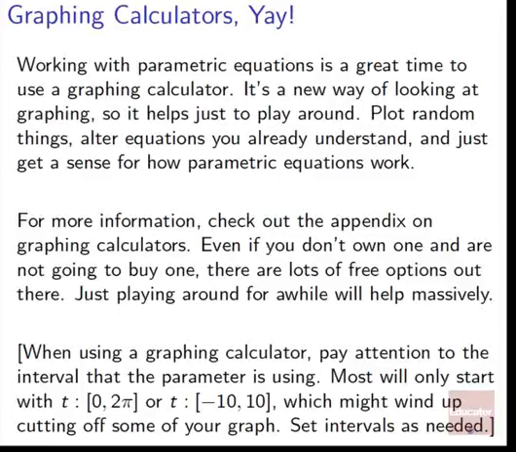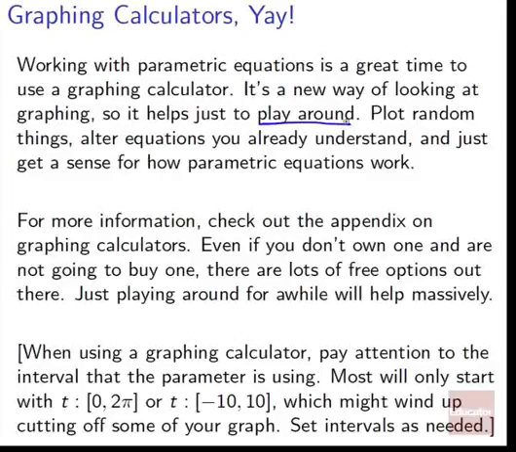So it's this new way of thinking: if t moved, how would it cause x to move, and how would it cause y to move? So you're thinking in terms of this thing that never shows up. It's a totally new way of thinking about graphing, so it really helps to just play around. If you have a graphing calculator, just plot random things. Plot some equation that you think might be interesting.